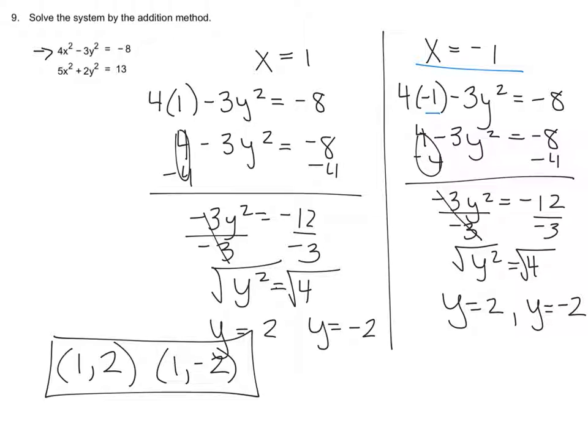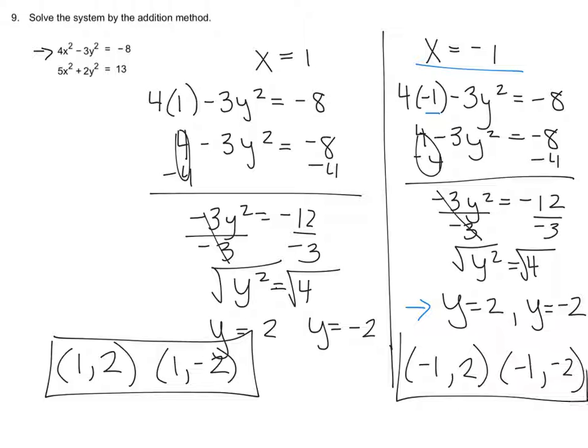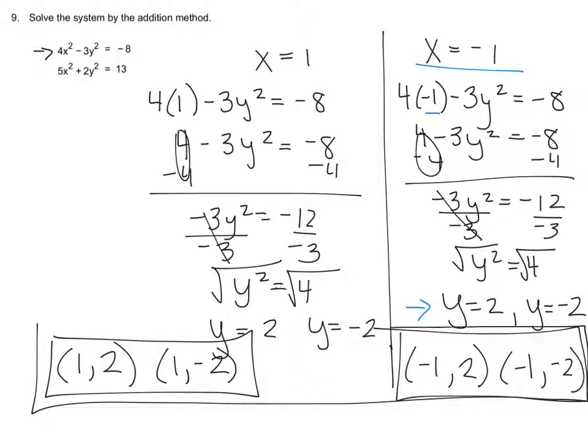So we just plugged in a negative 1 wherever we saw an x in the first equation and solved for y. And we got y equals 2 and y equals negative 2. So that means when x equals negative 1, I have y equals 2, and again, negative 1 and negative 2. So altogether, the solution to the entire system consists of these four ordered pairs.